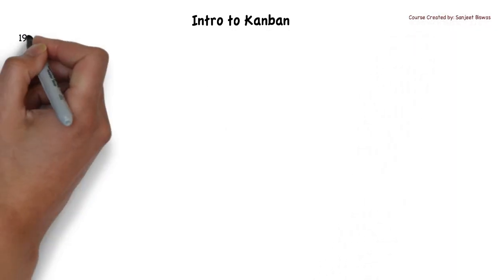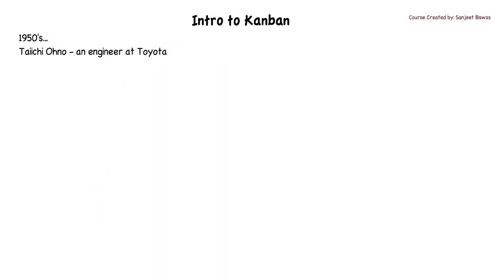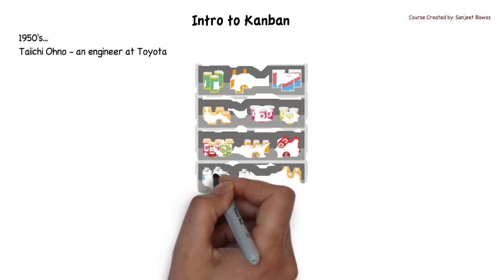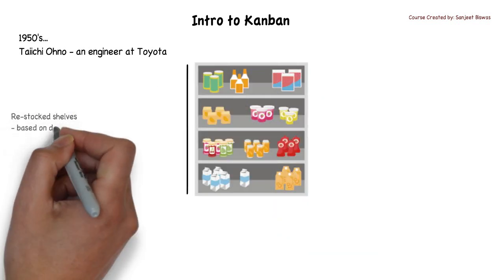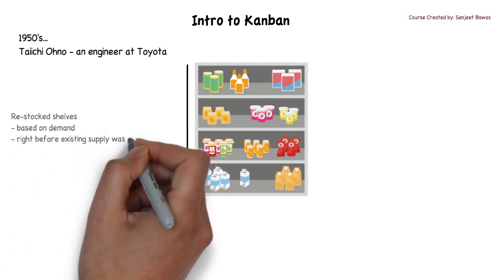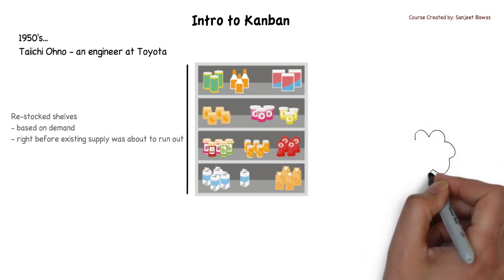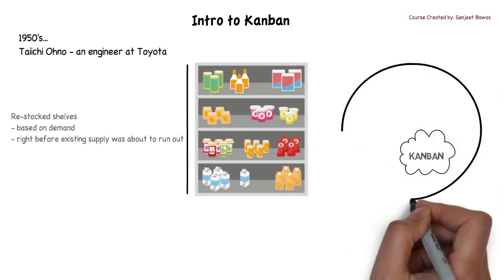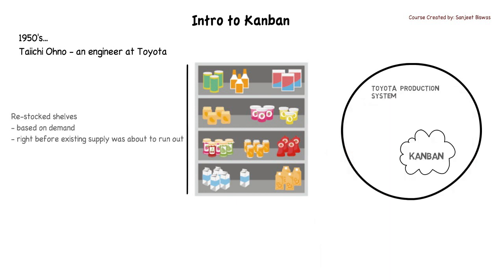The origin of Kanban dates back to the 1950s when Taiichi Ono, an engineer at Toyota, observed how in American supermarkets, store clerks restock the products on the shelves depending on the demand and right before the existing supply was just about to run out. This observation gave Ono the basis for creating a new system or process which came to be called Kanban. Kanban became part of a larger process called the Toyota Production System, also created by Taiichi Ono.